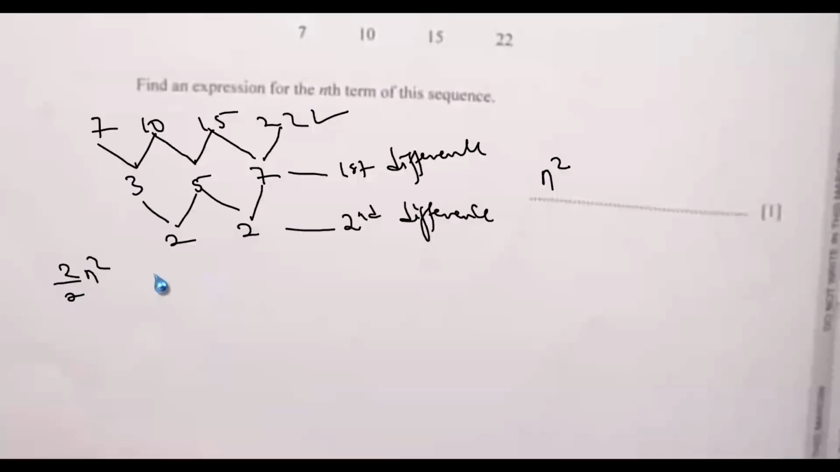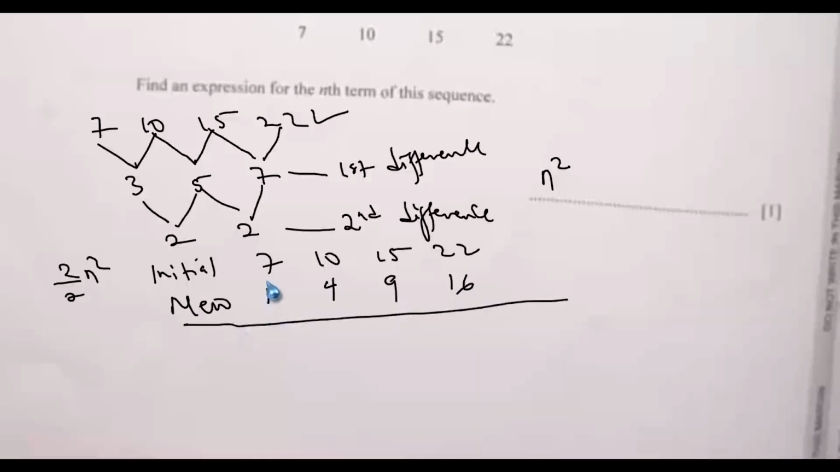So I can say the initial sequence is 7, 10, 15, and 22. So I will use the n squared that I have here to form a new sequence. Okay, so the new sequence will be n squared. So when n is 1, that is 1 times 1, I have 1. When n is 2, I have 2 times 2, 4. When n is 3, I have 3 times 3, 9. When n is 4, 4 times 4, 16.